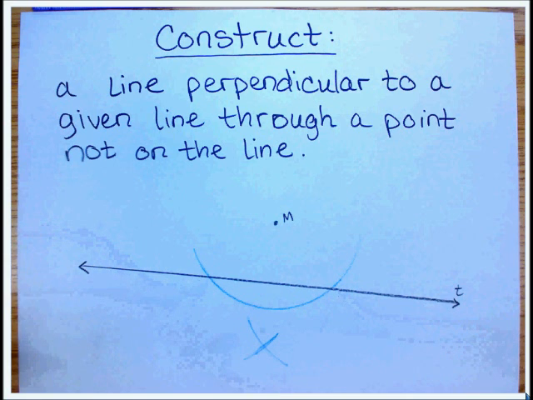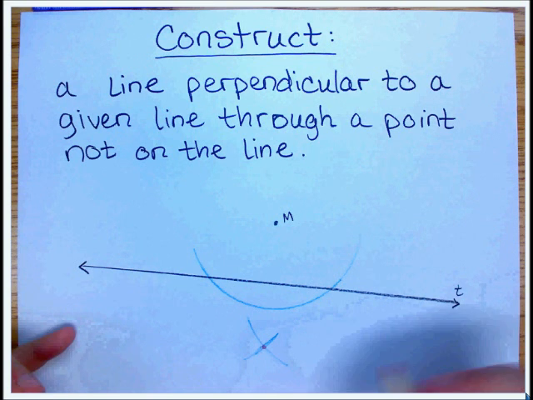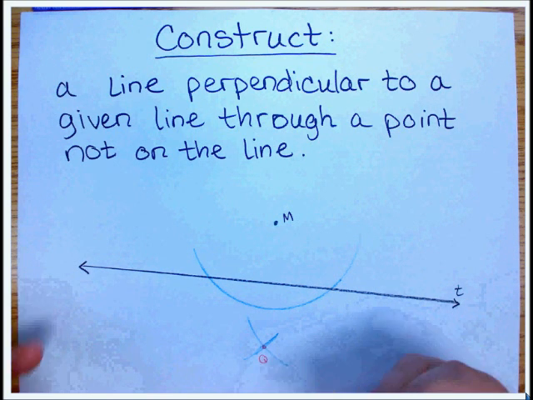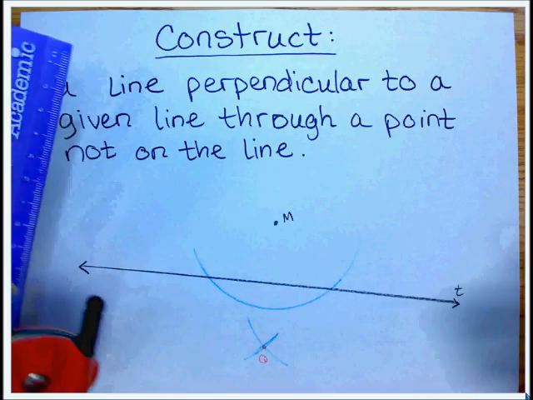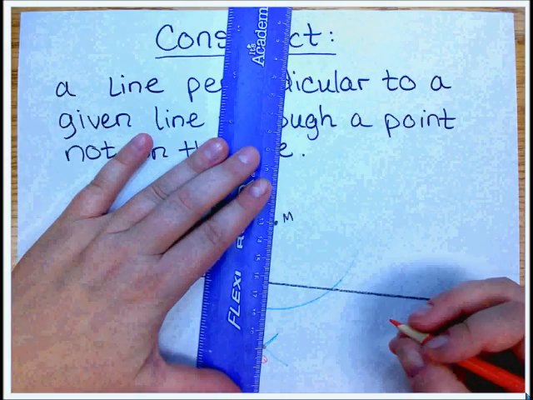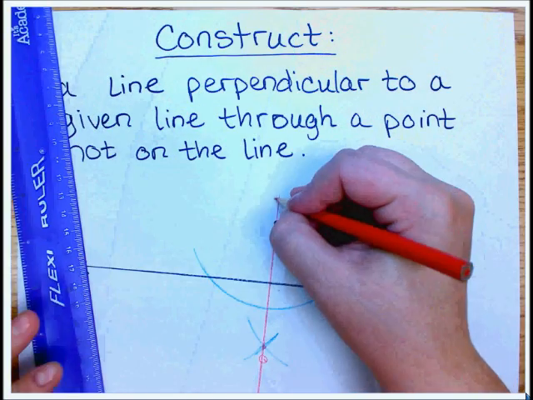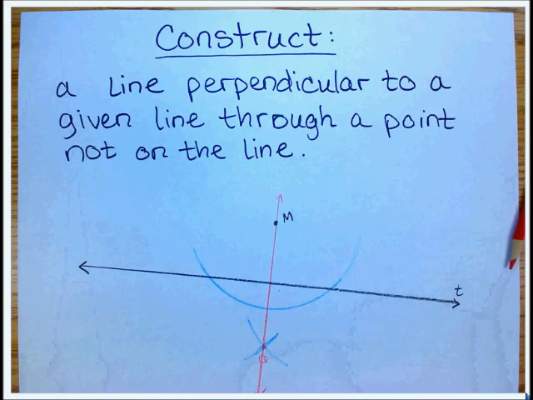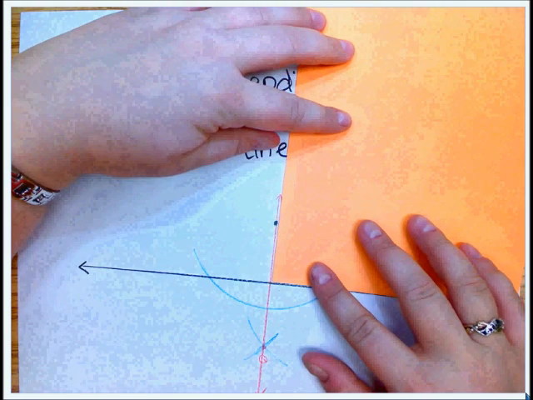Okay, if you've done that correctly, then this intersection point right here, which I'll call Q, if you draw a line from M to Q, that should give you a perpendicular line to T. And if you take a piece of paper to test that, you can see that it is in fact perpendicular.